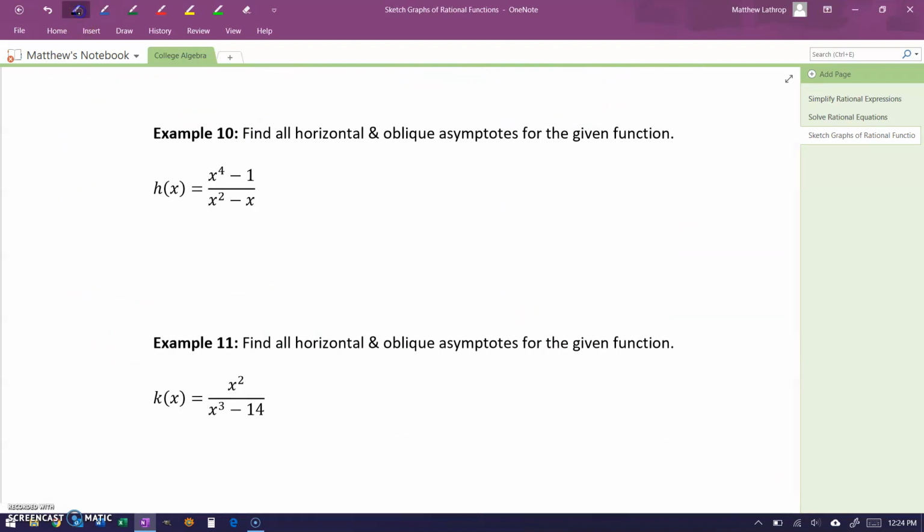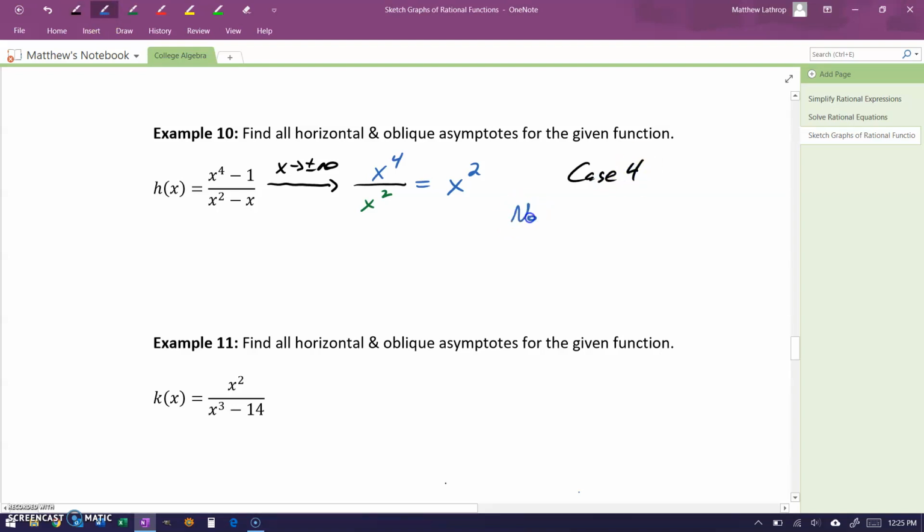In example 10, again, if x is approaching both positive and negative infinity, then our function is going to be approaching, in this case, x to the 4th power over x squared. Reducing would give us x squared. So in this case, we don't have x to the 1st power, we have x to some power larger than that. So this would be the same thing as case 4. We have no horizontal or oblique asymptotes. So we have no line defining our end behavior.